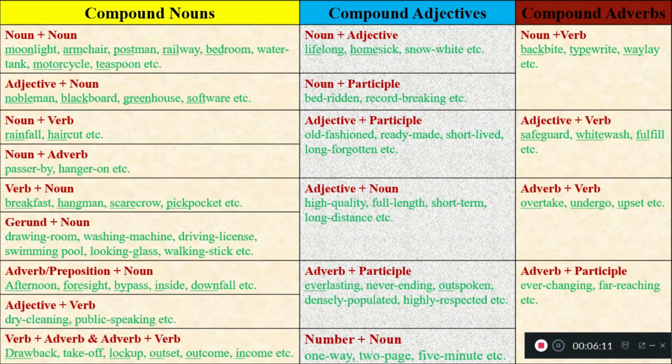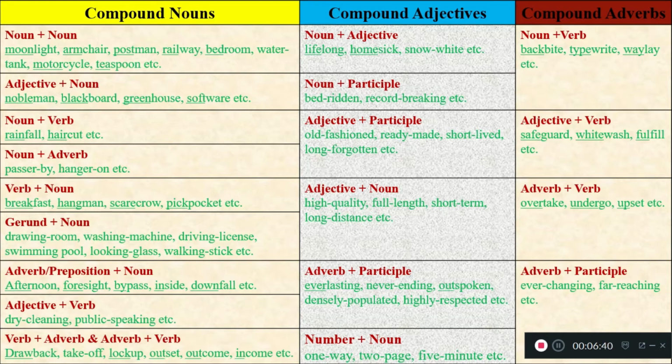Next, compound adjectives. Compound adjectives are formed by adding a noun with an adjective. For example, the word lifelong has been formed by adding the word life, which is a noun, with the word long, which is an adjective. Similarly, the words homesick, snow-white, etc. are adjectives formed by adding nouns with an adjective.